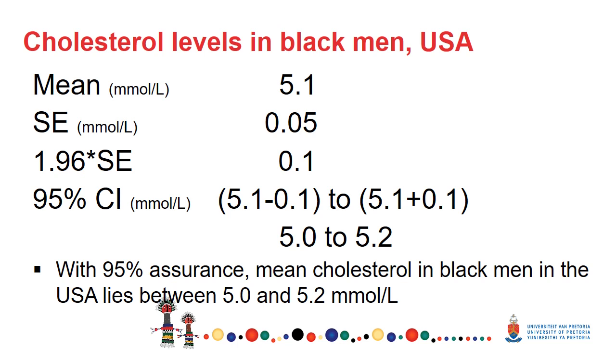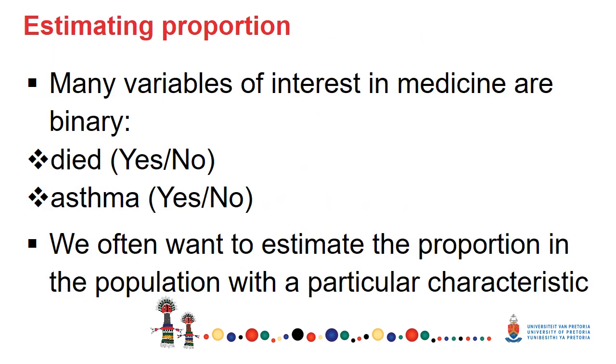Therefore, we can interpret this result by saying with 95% assurance, mean cholesterol in black men in the USA lies between 5.0 and 5.2 mmols per liter.